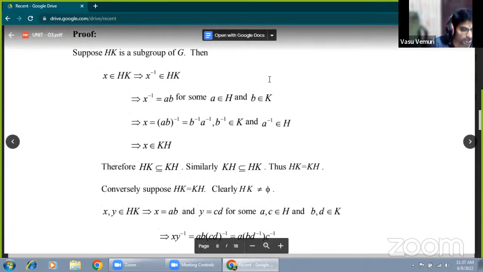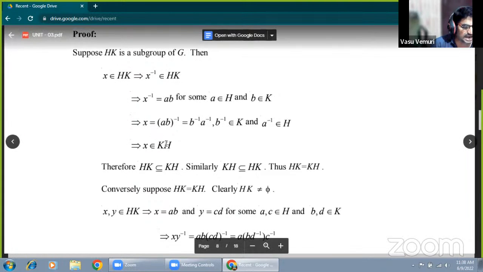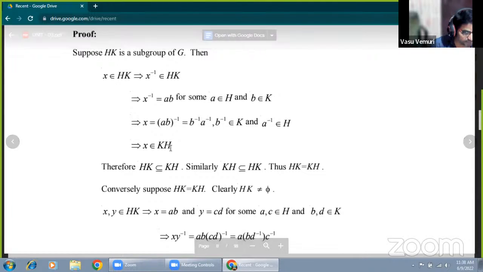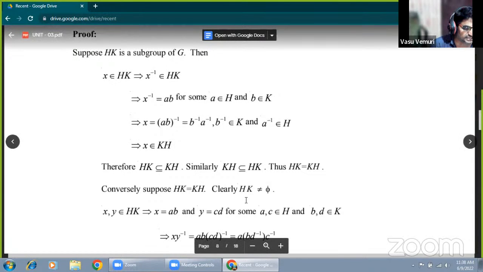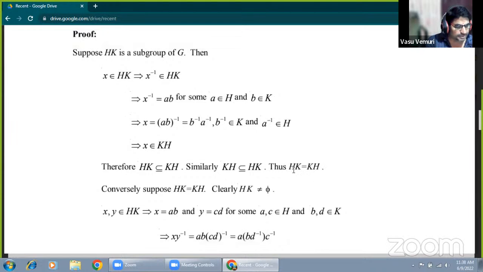In the above theorem also, the union of any subgroups is a subgroup if and only if one is contained in the other. Therefore, HK is contained in or equal to KH. The same element X is in KH. Therefore, HK is contained in or equal to KH. Similarly, we can prove that KH is also contained in or equal to HK. Therefore, HK equals KH.